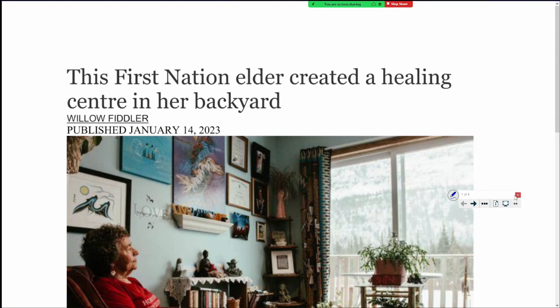All right, so this Globe and Mail article was published on January 14th, 2023. And it was published by Willow Fiddler. And the title of the article is This First Nation Elder Created a Healing Center in Her Backyard. So it's not really a lodge, it's a healing center. And it's in her backyard.